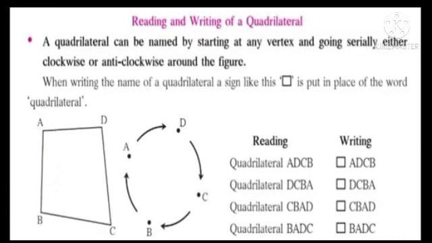So while reading, you read it as quadrilateral. While writing, you put this symbol, a rectangular shape, and write the name of the quadrilateral. So just as you can write the name of the quadrilateral in four different ways in clockwise direction, you can also write in another four ways in anti-clockwise direction. Okay, you can start with DABC, anti-clockwise. So this way the name of a quadrilateral can be read out and written.